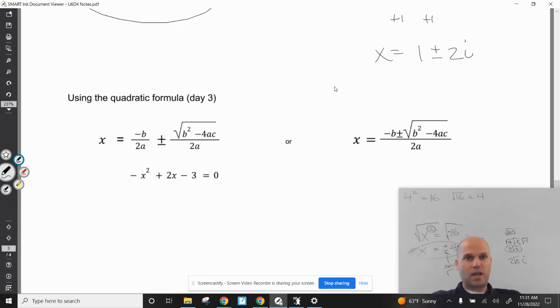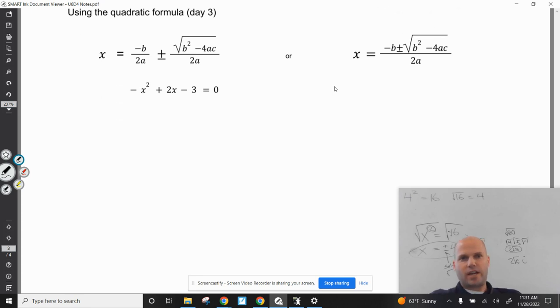Then we go into day 3. Guys, we can use the quadratic formula. This is how we solve standard forms using square roots. It's coming from completing the square. We have to identify A, B, and C. We then plug those numbers into the formula.